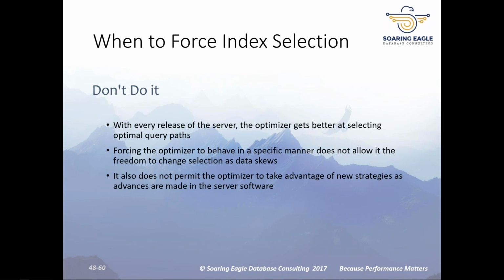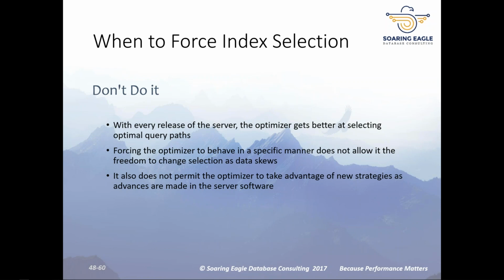In general, if you're forcing an index selection, it means there's a problem. The optimizer can't figure out the fastest approach. Most of the time, it's one of 2 things. A, your statistics are out of date. B, the query is written horribly. It needs to be rewritten.